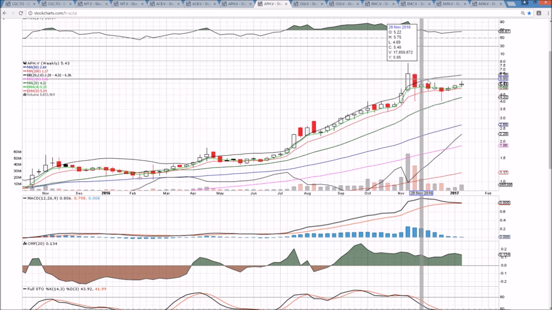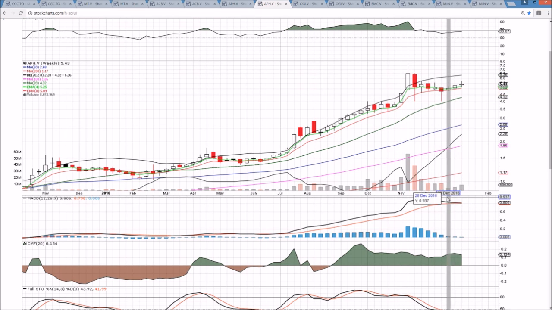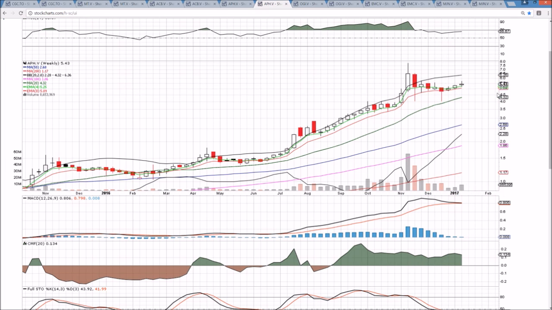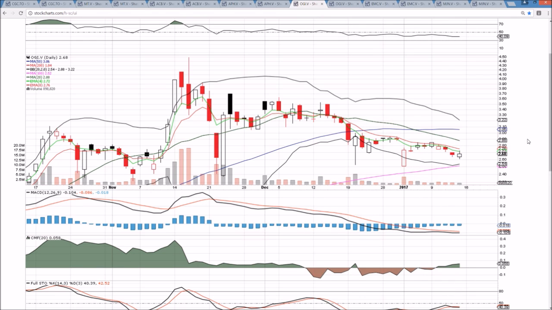Weekly time frame, bulls showing up multiple weeks in a row now on increasing bull volume. Looking very nice after that double bottom. APH bulls in control. OGI is the lead bear, as we've been saying.